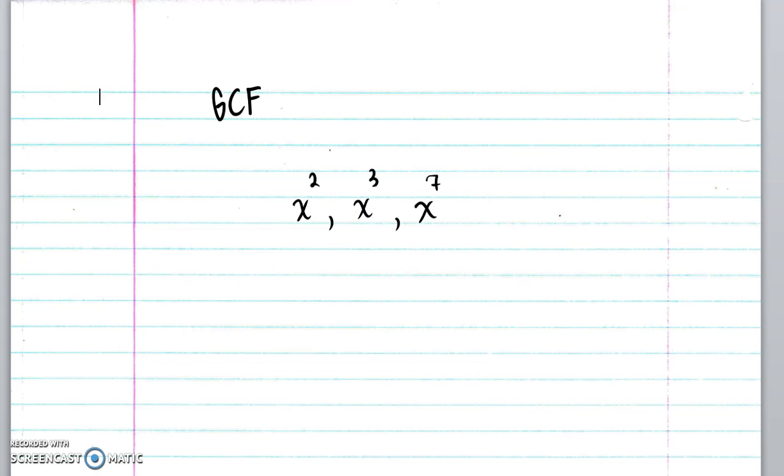Okay, x squared has 2 x's. X cubed has 3 x's. X to the 7th has 7 x's. The most I can take out, x squared only has 2 x's. I can't take 7 away from it. X cubed only has 3 x's. I can't take 7 out of that. So x to the 7th is not our greatest common factor.